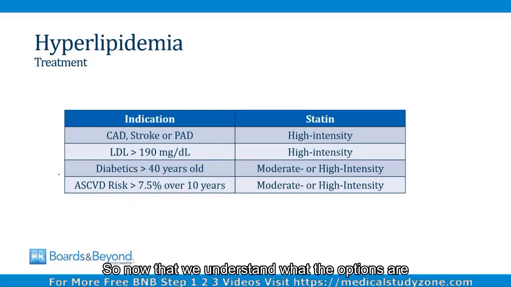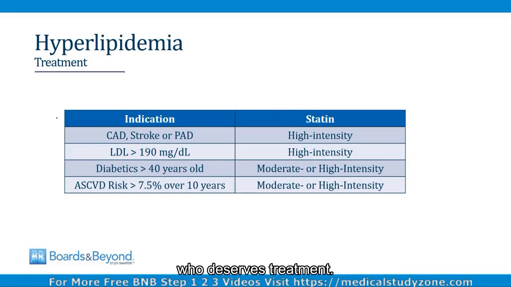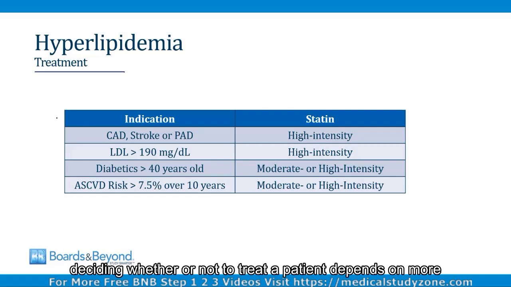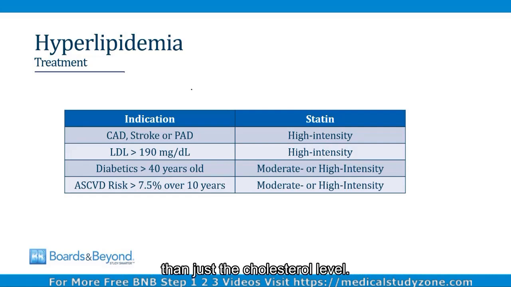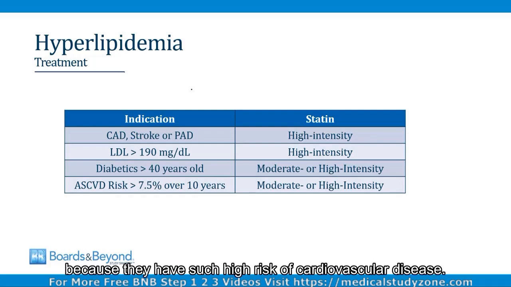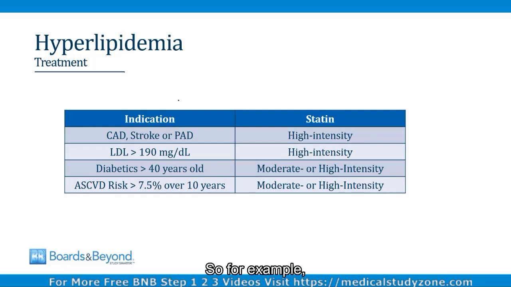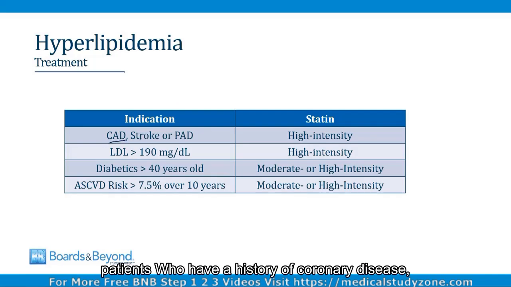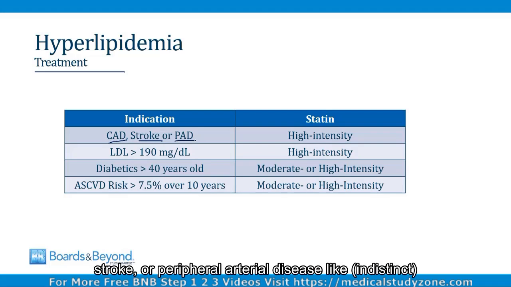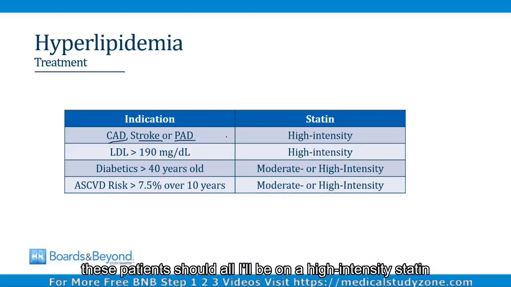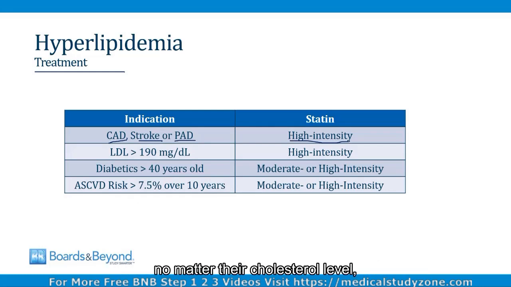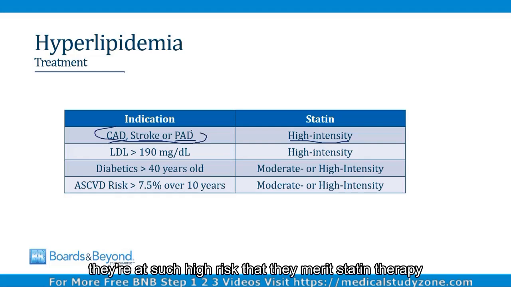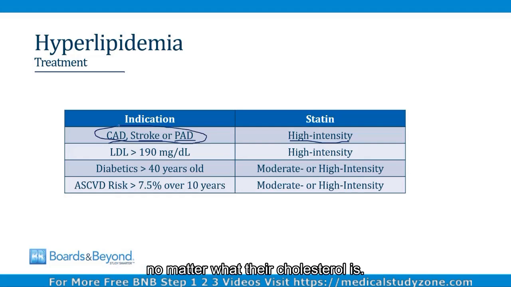So now that we understand what the options are in terms of moderate intensity and high intensity statin therapy, let's talk about how you decide who deserves treatment. One thing that can be confusing about hyperlipidemia is that deciding whether or not to treat a patient depends on more than just the cholesterol level. Many patients need to be on statin therapy no matter their cholesterol level because they have such high risk of cardiovascular disease. So for example, patients who have a history of coronary disease, stroke, or peripheral arterial disease like claudication or carotid artery disease should all be on a high-intensity statin no matter their cholesterol level. They're at such high risk that they merit statin therapy no matter what their cholesterol is.